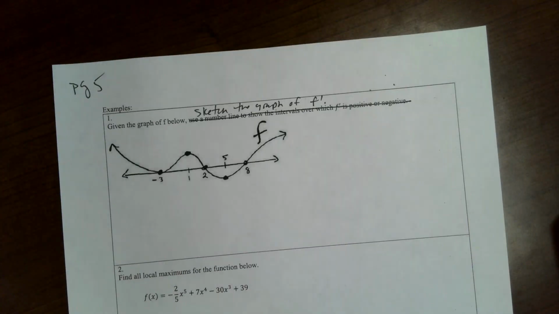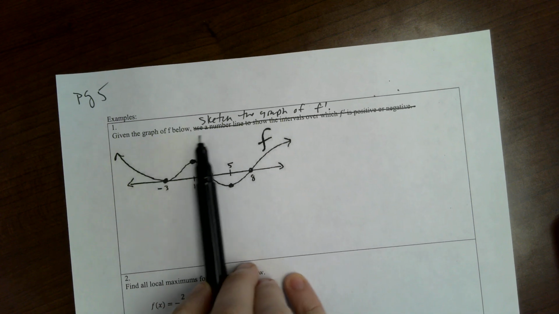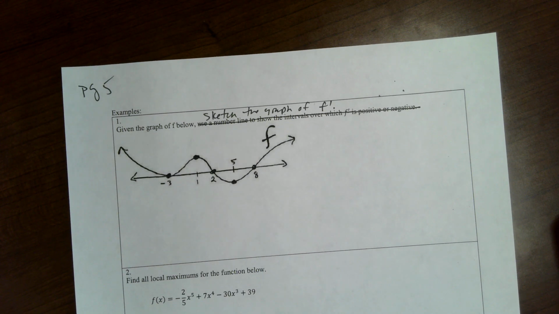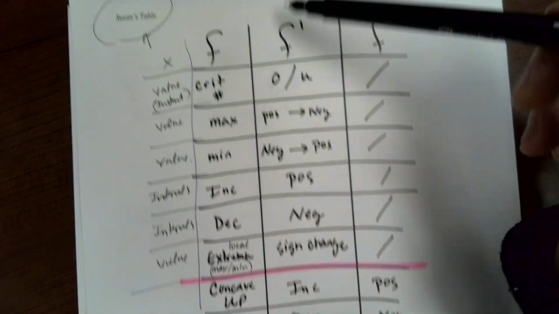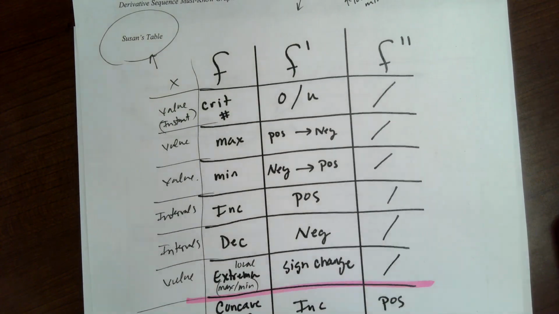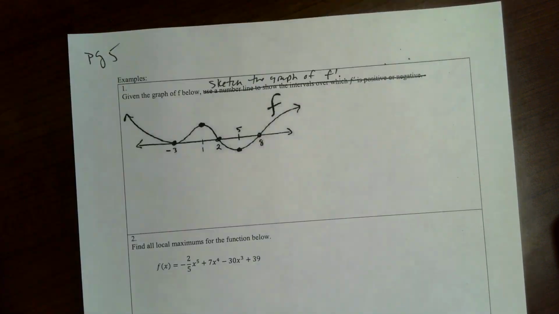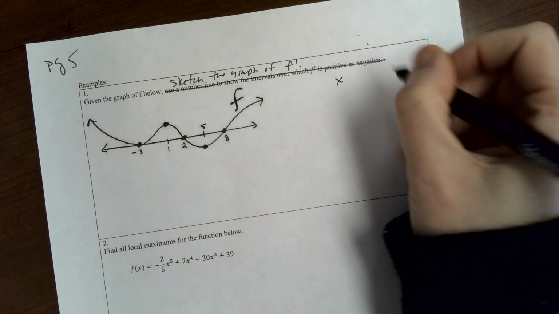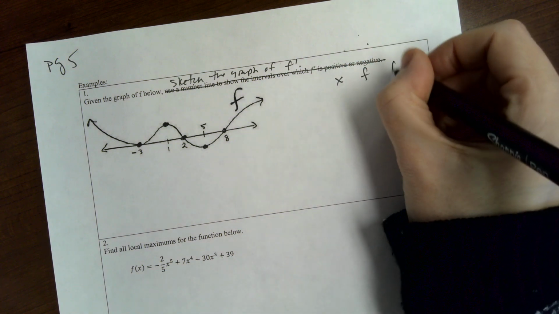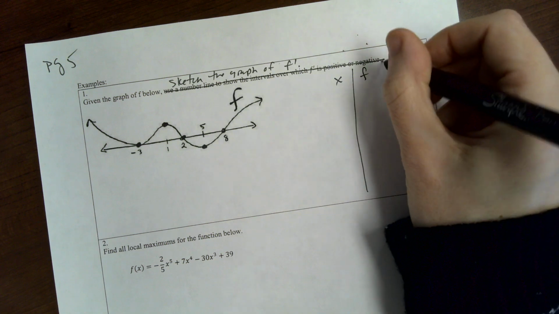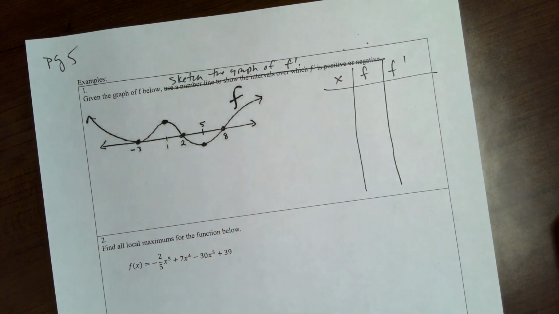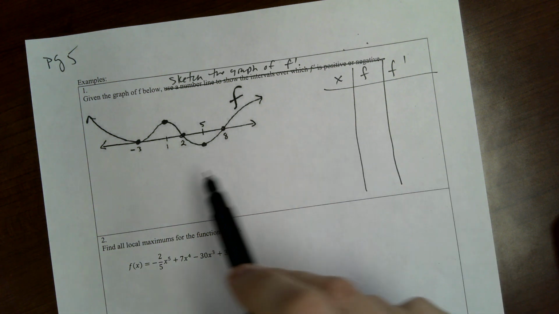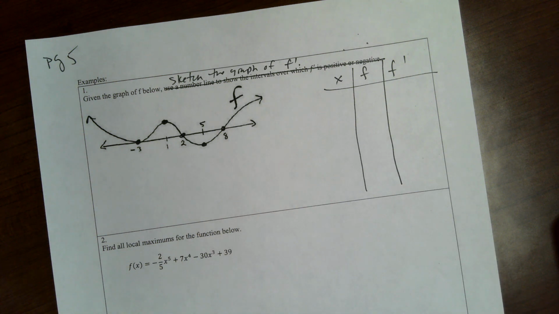So let's do this problem here. Given the graph of f below, sketch the graph of f prime. Guys, we are going to fill out a little table like this for the graph of f that we're looking at. We're going to have x, and we won't have f double prime. Let's just do x, f, and f prime. And as we fill this out, we'll start drawing the graph of f prime.